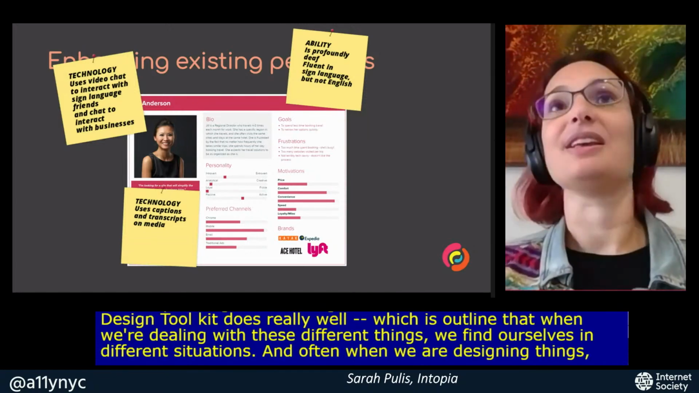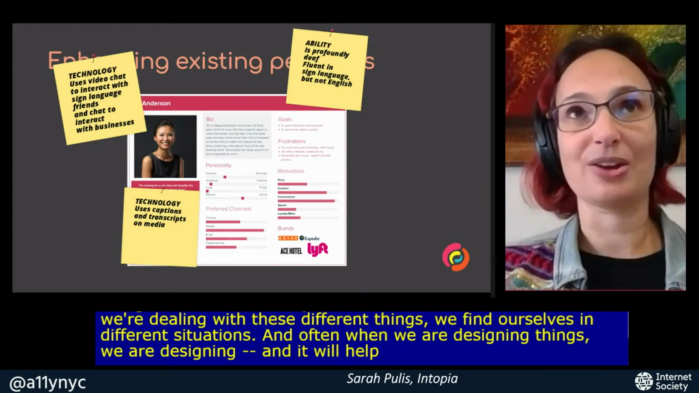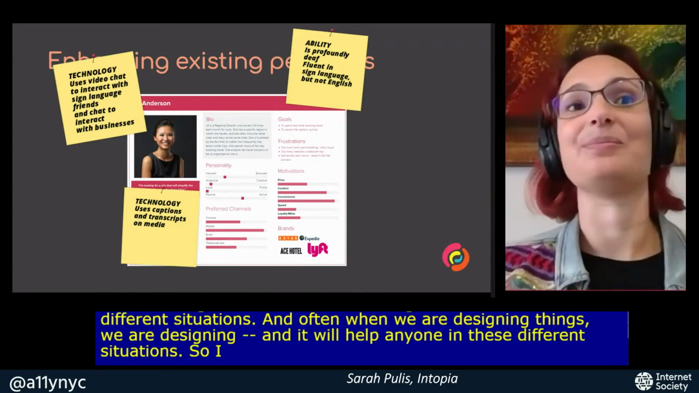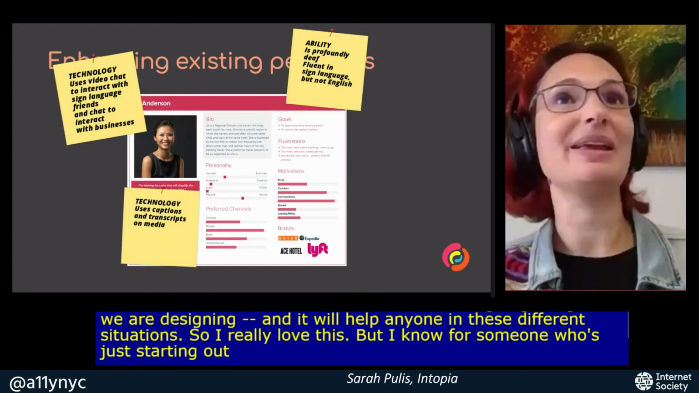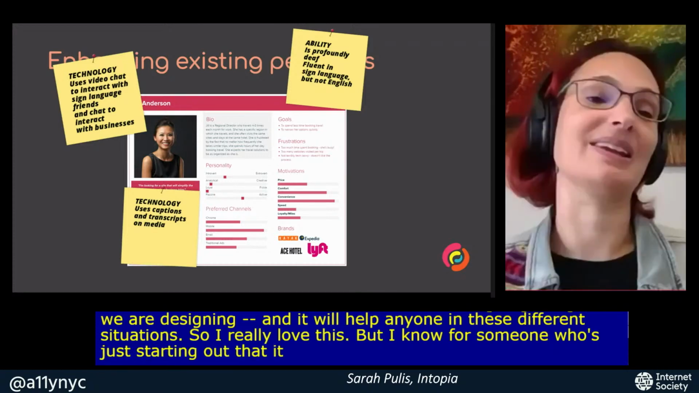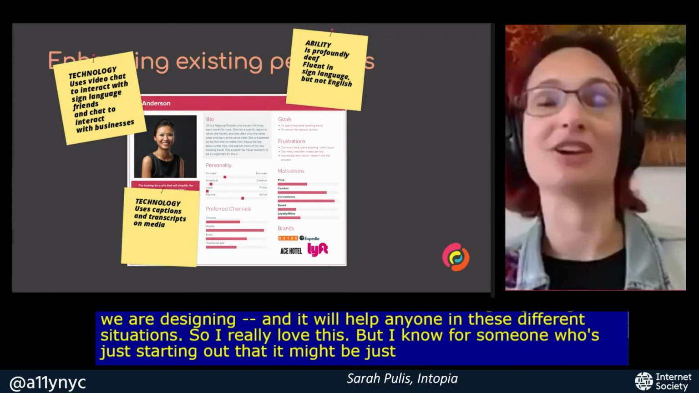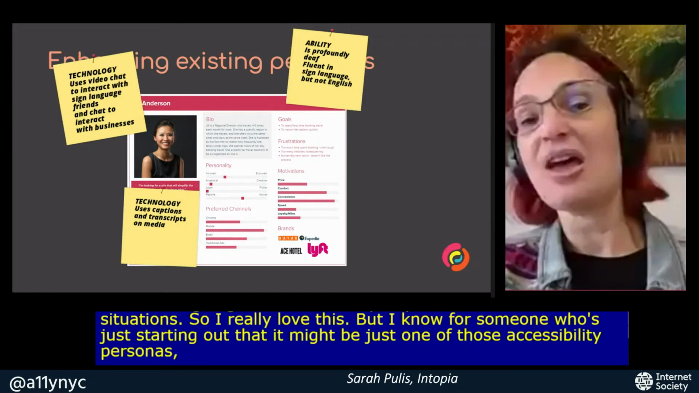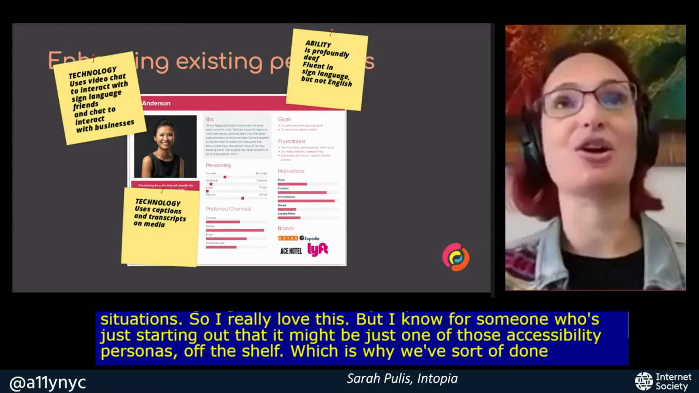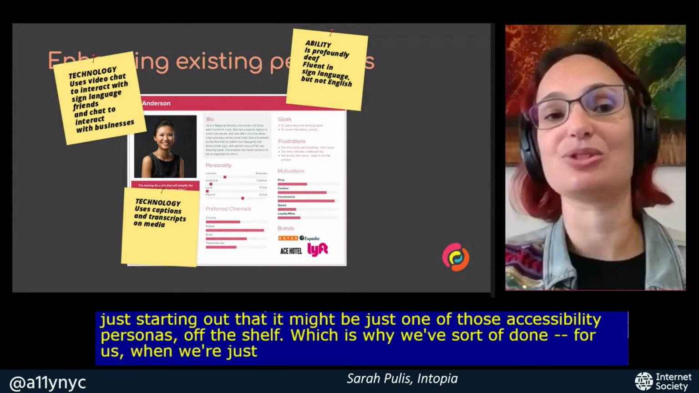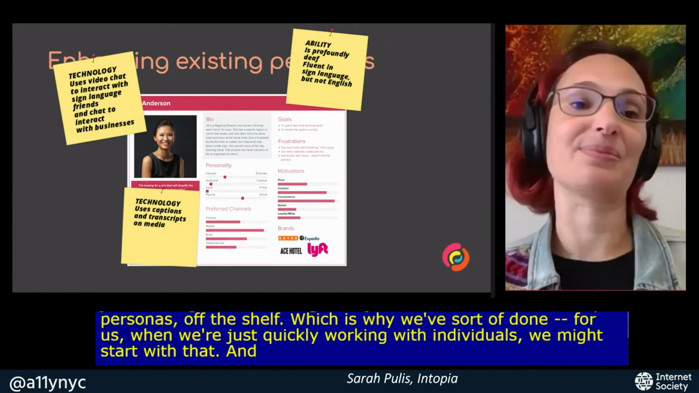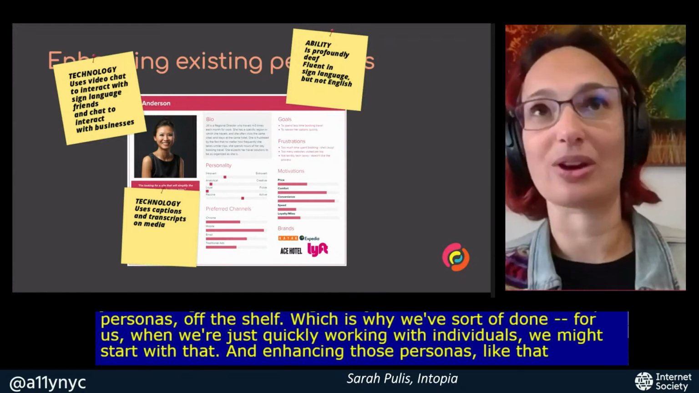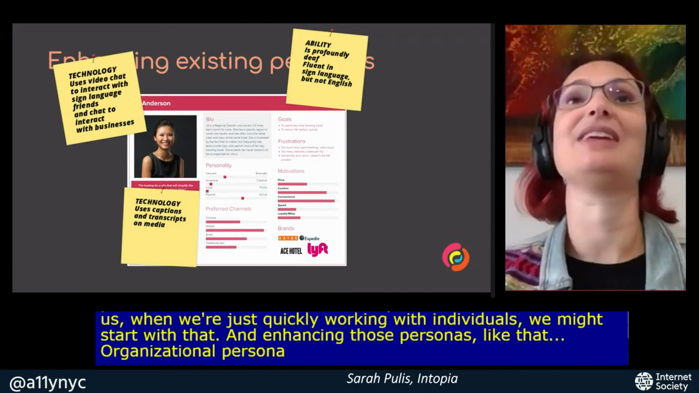So I really love this, but I know also, for someone who's just starting out, it might be easier to use one of those accessibility personas off the shelf, which is why, for us, when we're just quickly working with individuals, we might start with that. And enhancing those personas, like organizational personas, might be something that they do over time.